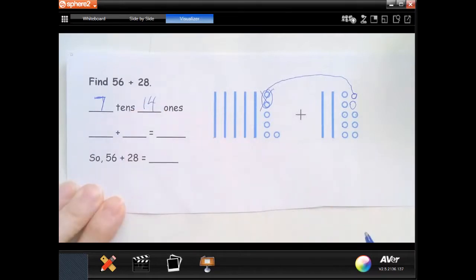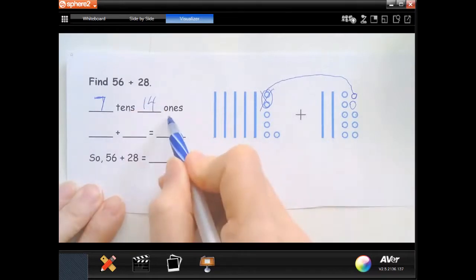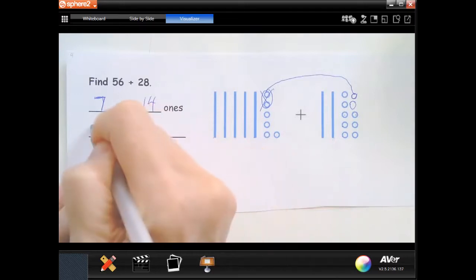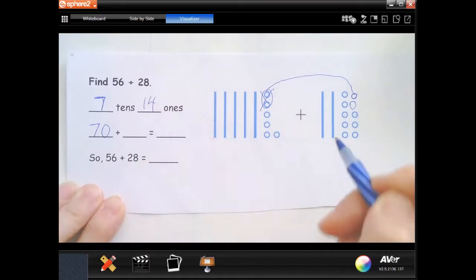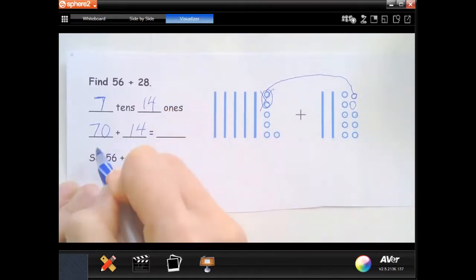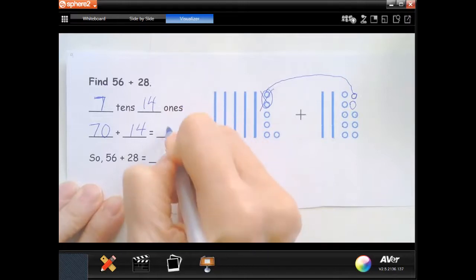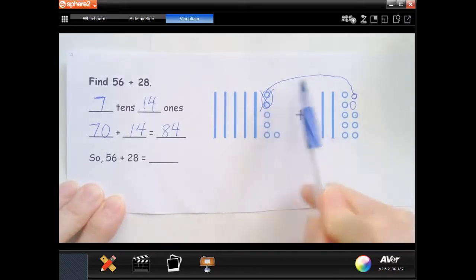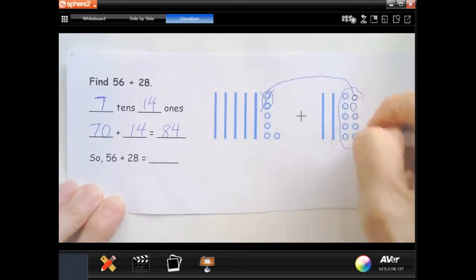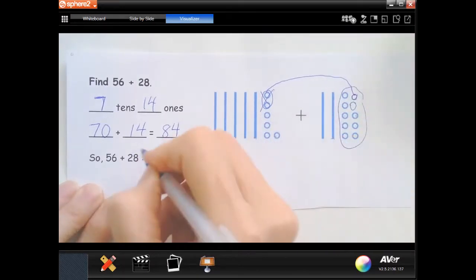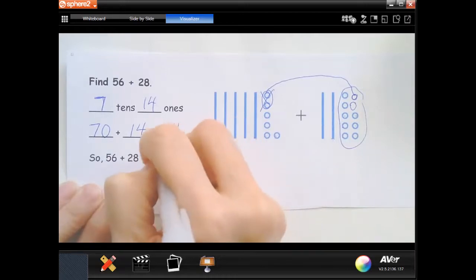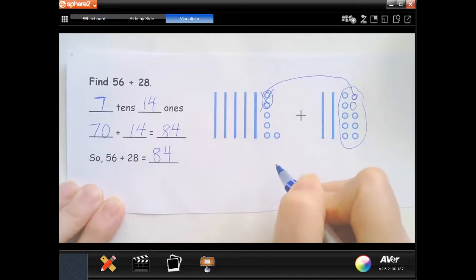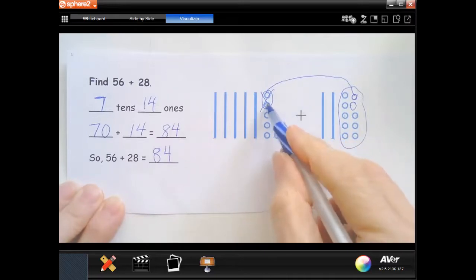So I have 56 plus 28. So 14 ones means 10 plus 1. So I had 7 tens, 70, and I had 14 ones. So 70 plus 14 equals 84. Let's double check. 10, 20, 30, 40, 50, 60, 70, 80, 81, 82, 83, 84. So 56 plus 28 is also 84. So we did some regrouping by using these two ones to make a new 10.